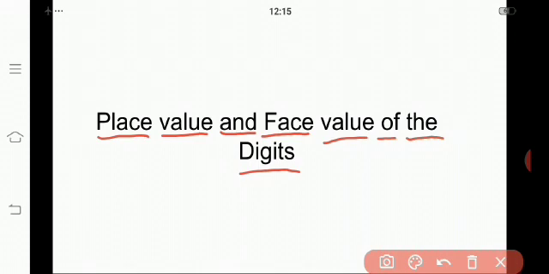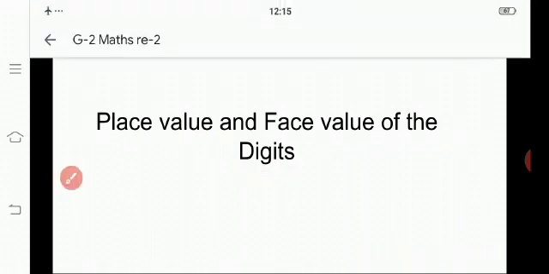Is it children? The next one, what is meant by face value? Face value of each digit in a number is the same as the digit itself. So the face value of the digit never changes, it does not depend on the places. Is it children? Shall we see some examples?